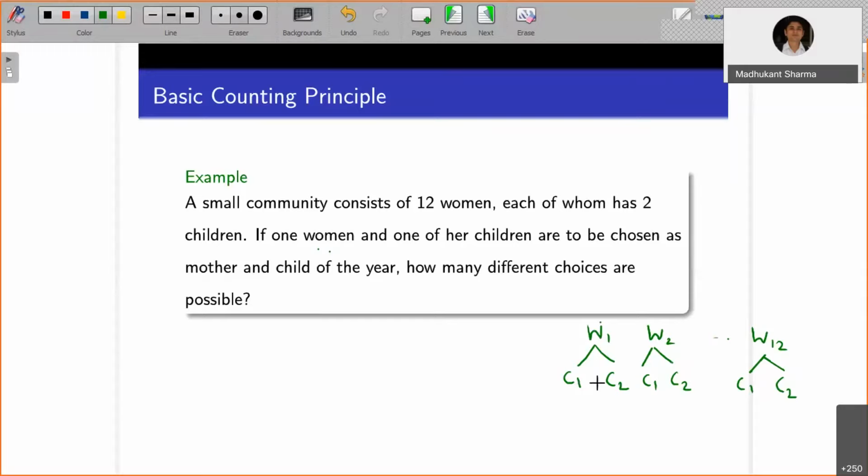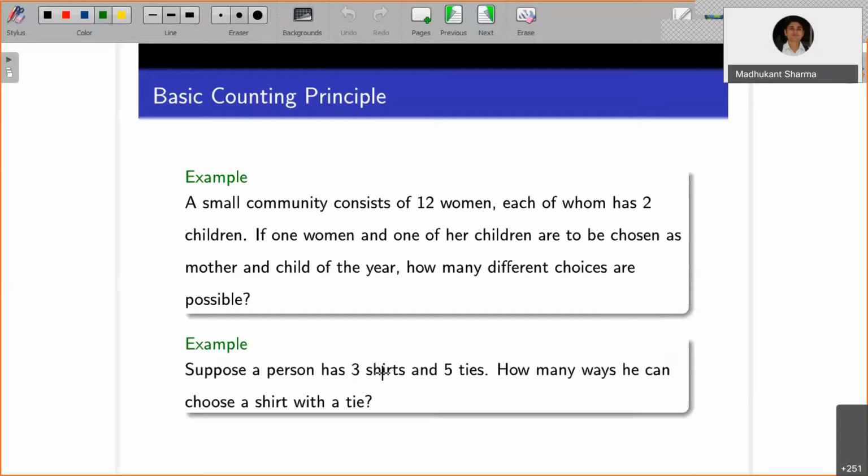So how many different choices are possible? Each woman has 2, so 1 into 2 plus 1 into 2 plus 1 into 2, and so on, 12 times. That is going to be 12 into 2, so the number of possible different choices is 24. These are simultaneous tasks, so the product rule and the sum rule are both used here. Right, let's have another question.